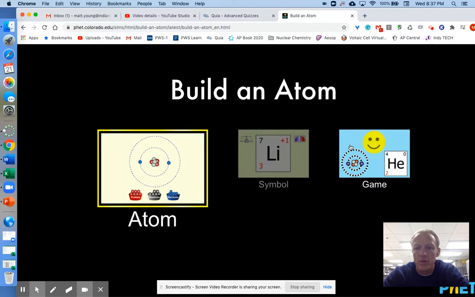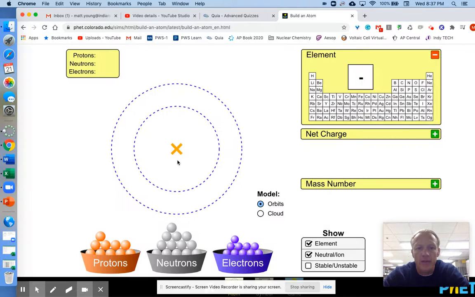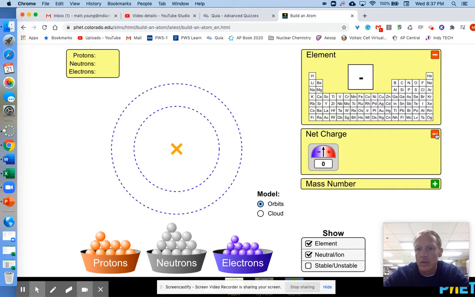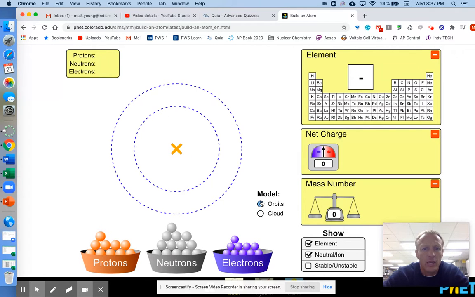And we can do any of these three things. So if we just go to atom, here is atom. And you can select some things here. So we can see what the net charge is, so positive versus negative, and the mass number. And we can change this from orbitals or clouds. It really doesn't make a difference right now. You're not learning anything about electrons quite yet. You can also show if it's stable or unstable, the nucleus, which we're really not doing anything with nuclear chemistry at this point in time.